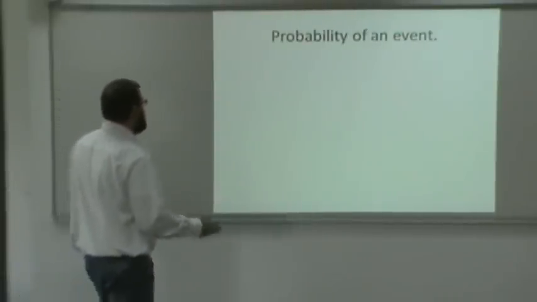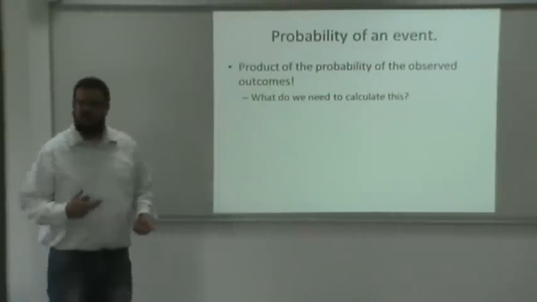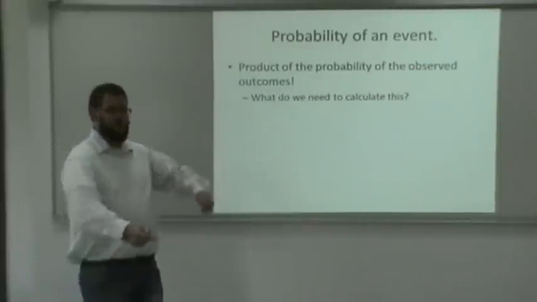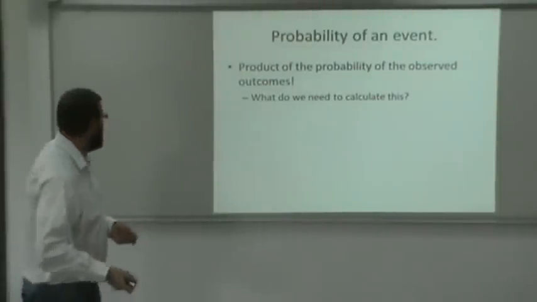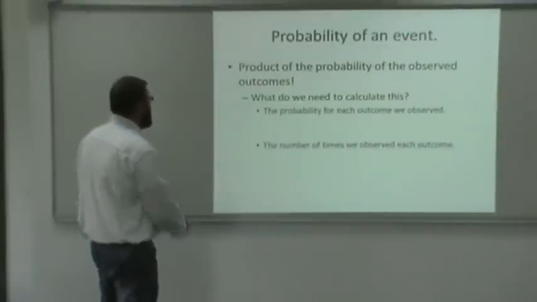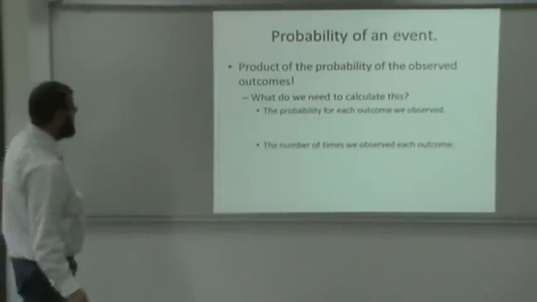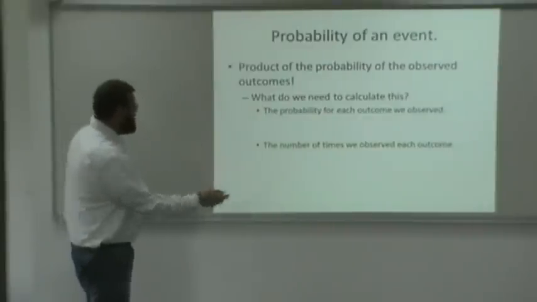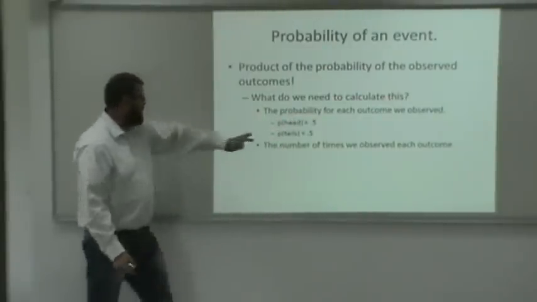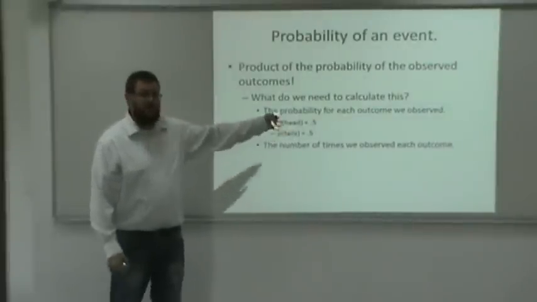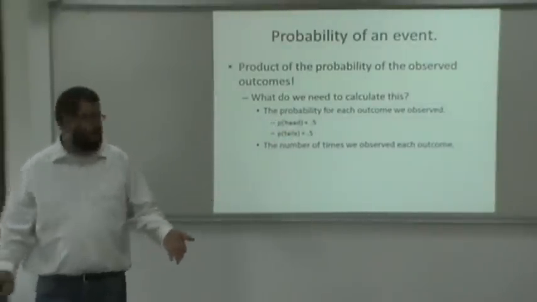Okay, so the probability of an event. This is a product of the probability of the observed outcomes. This is from Monday's class, right? So what do we need in order to calculate this? We need the probability for each outcome that we observe, and we need the number of times that we observed each outcome. So for the probability of each outcome, we didn't observe tails, but the probability of heads and the probability of tails are both 0.5 for a fair coin, right?